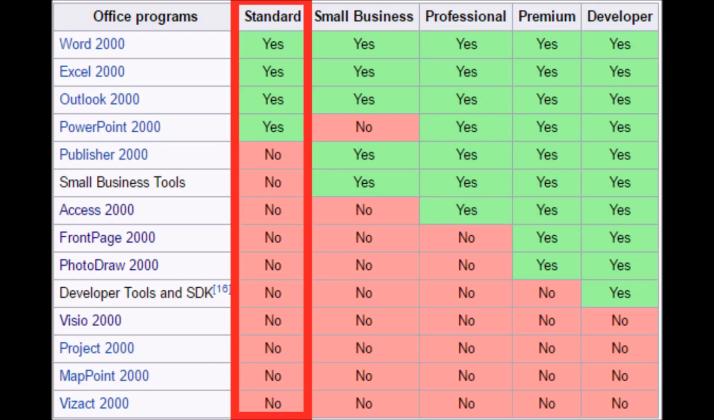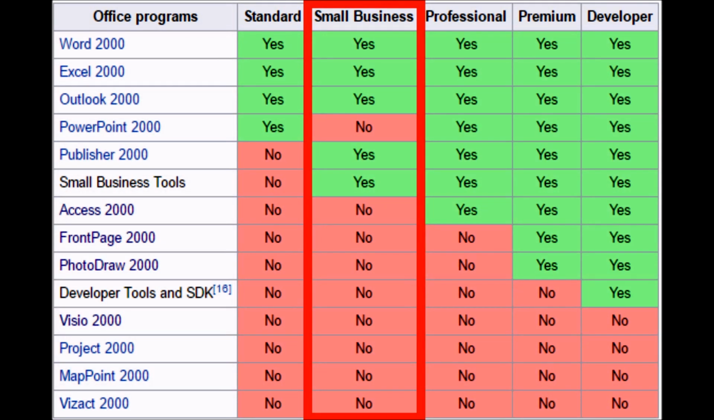Microsoft Office 2000 comes with 5 editions. Standard, which had the basic Word, Excel, PowerPoint and Outlook. Small Business, which had an additional set of publisher and business tools, a set of programs for business that has been discontinued since. One strange feature is that they took out PowerPoint, which assumingly was to add business tools to it.